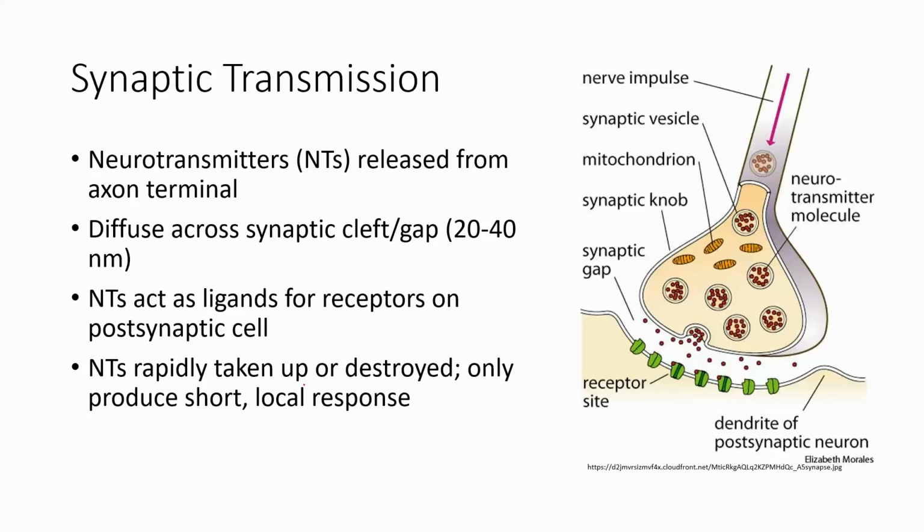They will interact with a receptor, and then they will trigger some sort of response in the cell. Then those neurotransmitters are either very quickly taken up again by the original neuron, or they're destroyed. That way there's a very short, specific response.